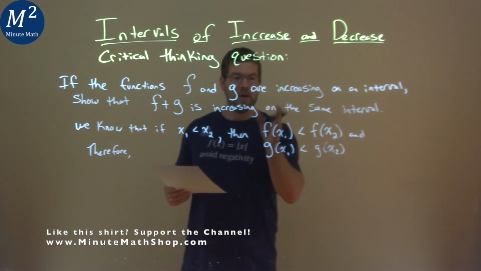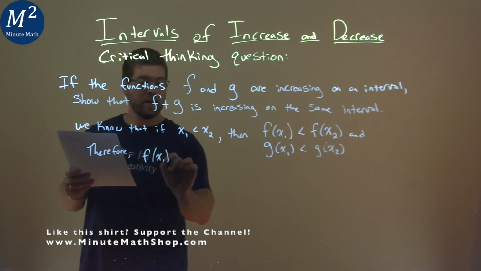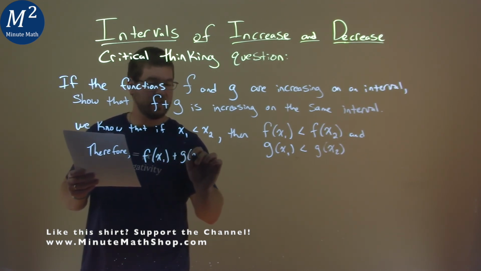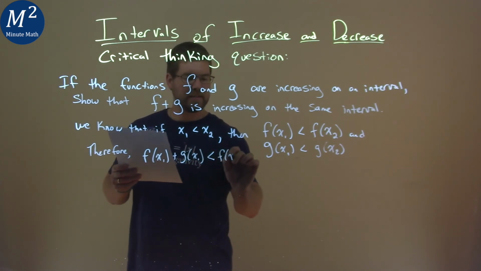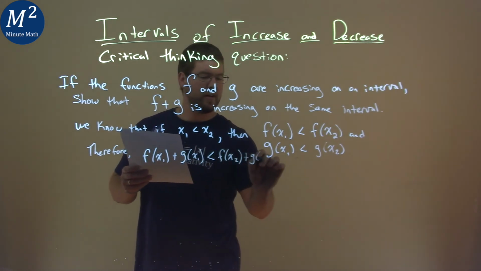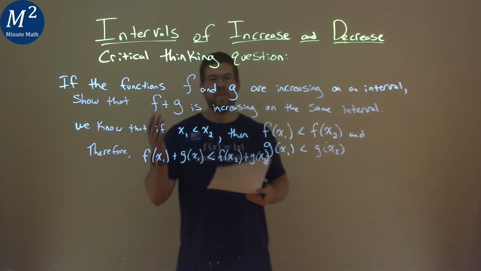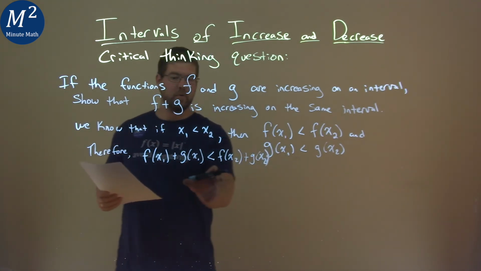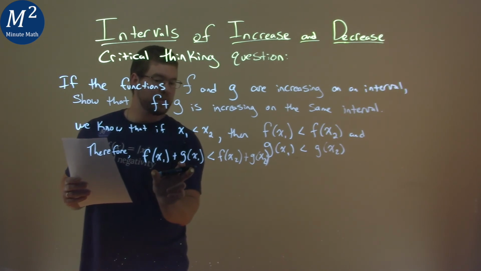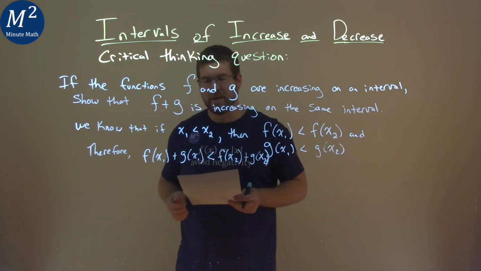since that happens, we know therefore f of x1 plus g of x1 has to be less than f of x2 plus g of x2. I can fit that parenthesis in there, and therefore we just showed that f plus g is increasing on this same interval because the sum of their outputs, f plus g at x1, is less than f plus g at x2, and so that is our final answer.